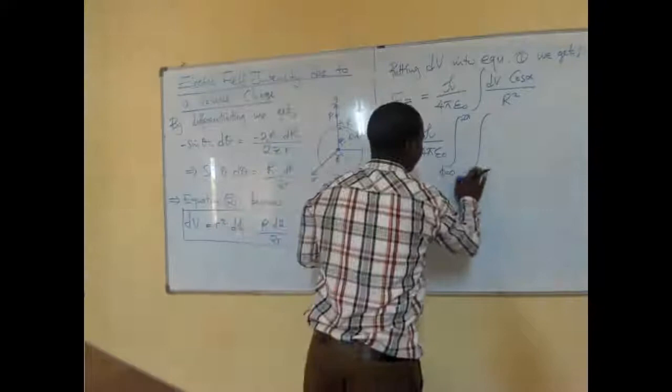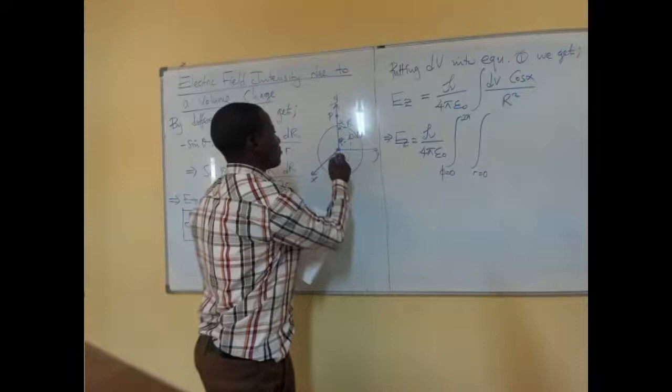This is a small r, which is this distance here. That is a small r. So this small r is starting from 0. Of course, from this point, it goes all the way up to the surface here. So that surface is what we are calling A, because we have assumed that the radius of this particular sphere is given by A. So it means that this is moving from 0 to A.